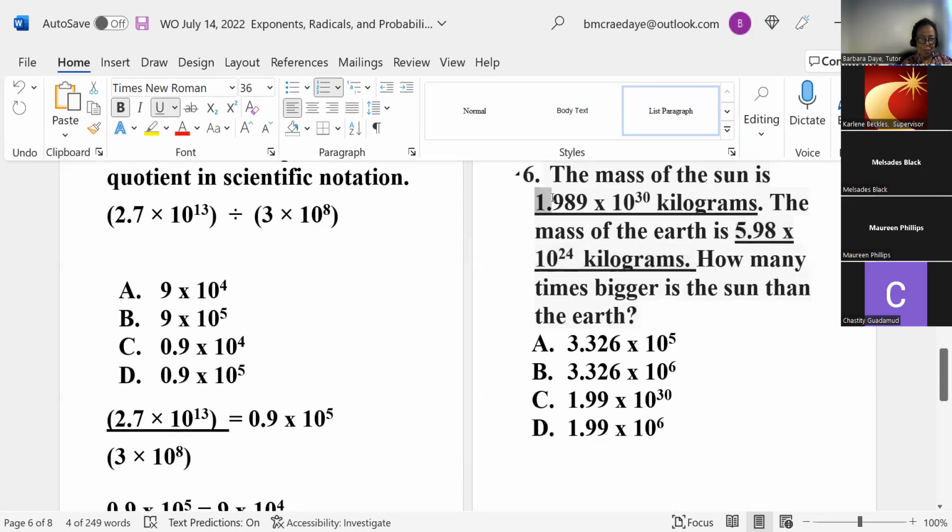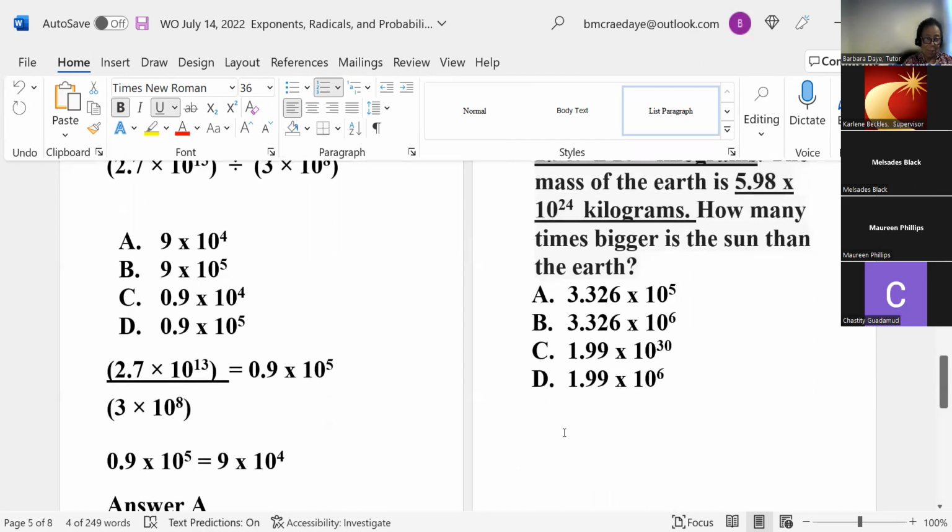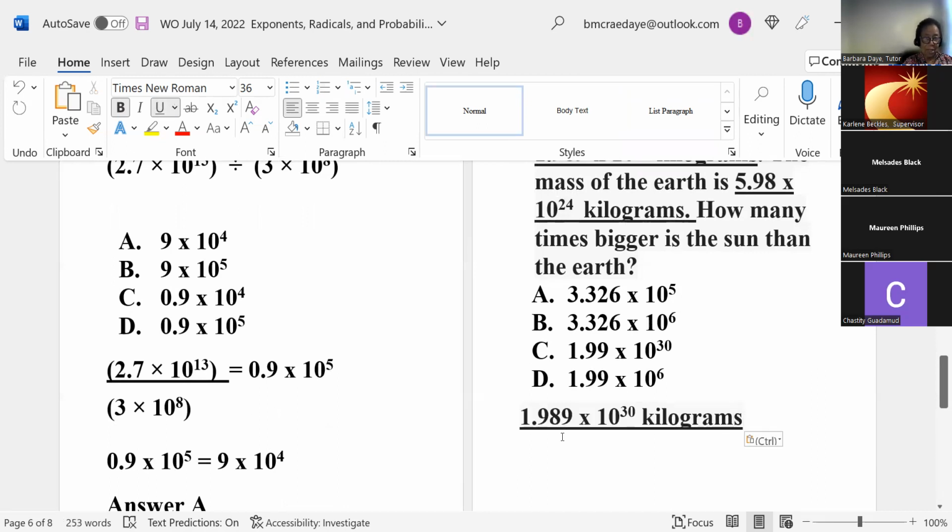1.99 by 5.98. Very good. So you did the right thing. So let's see what went wrong, because you did the right operation, but you got an incorrect answer. So you said you divide. So let's just put that here.